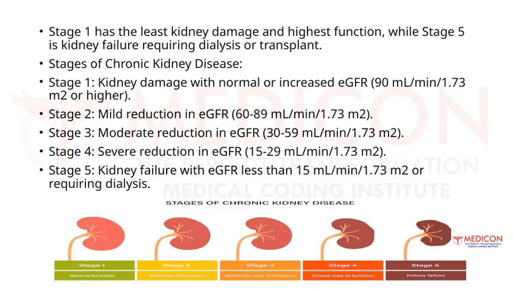Moving on to stage 2, we see a mild reduction in eGFR, which drops to between 60 and 89. This indicates some decline in kidney function, but it's still relatively mild. In stage 3, the reduction becomes moderate, with eGFR values between 30 and 59. This is a clearer sign that the kidneys are not working as well as they should be. Then, in stage 4, the reduction is severe, with eGFR falling between 15 and 29.